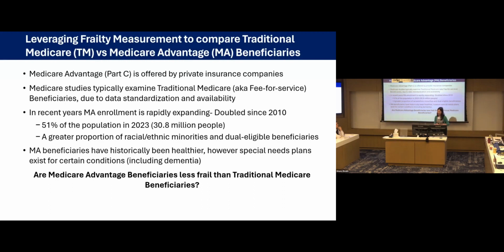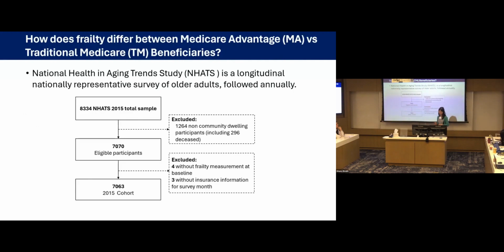Now, historically, Medicare Advantage beneficiaries have been healthier. And so we've been able to say, well, we're looking at the sickest population. That's really what we're interested in. Again, that's not necessarily so true anymore. There are special needs plans that cater to specific conditions, including dementia, for dual eligible beneficiaries. So the question that we asked was, are Medicare Advantage beneficiaries less frail, looking at global health measures, than traditional Medicare beneficiaries?